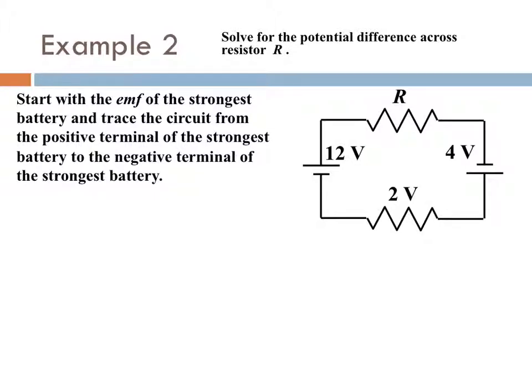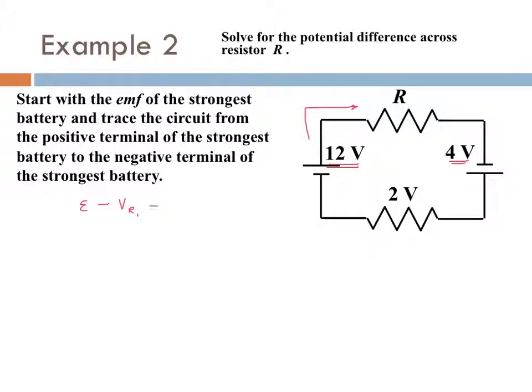In the second example, we have 2 batteries, but always start with the strongest one. Here, we can see that this 12 volts is greater than 4 volts, so we're going to start with the 12 volt. Again, we start with our EMF of our strongest battery. We're going to move from the positive terminal across. We're going to lose some voltage because of that first resistor.